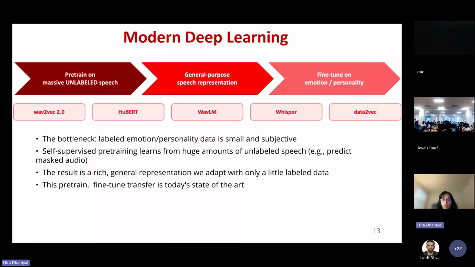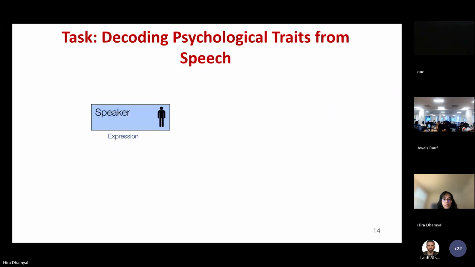Like ChatGPT and these large language models, in speech we have similar large models like Wav2Vec 2.0, HuBERT, WavLM, or Whisper. So if you want to work in the speech domain or if you're getting familiar with it, these are some of the large models in the speech domain that you should be familiar with. And I just want to say, in this day and age, the state-of-the-art models for emotion and personality are built on top of these large speech models.